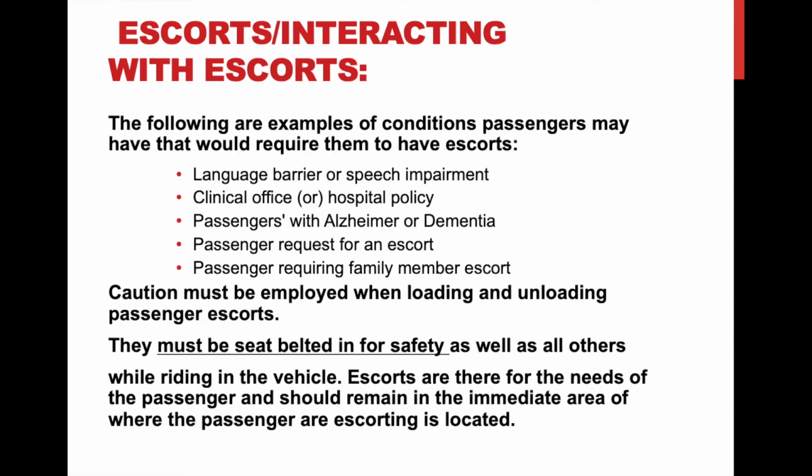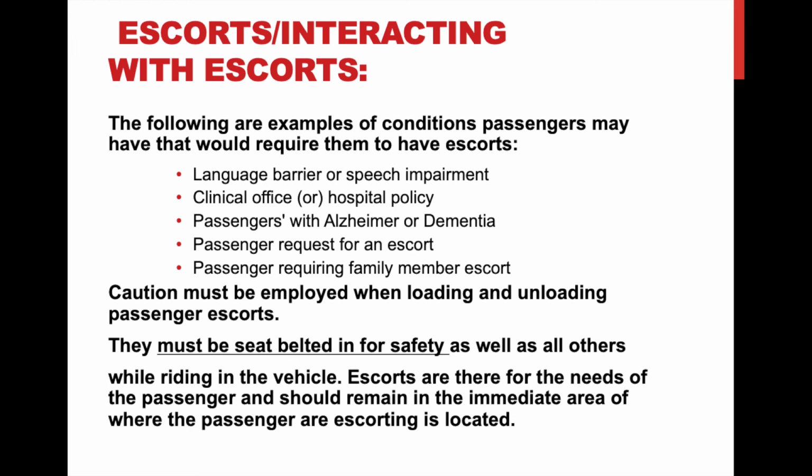So we talked before about interacting with escorts, some examples of why you would have an escort in your vehicle with the patient. There could be a language barrier or speech impairment. It could be a hospital or clinical policy. Patient could have an altered mental status. The patient or the patient's family could have just asked for an escort. Or the family member is escorting the patient, doesn't have the correct vehicle, but would like to be there to advocate for the patient at an appointment or a treatment.